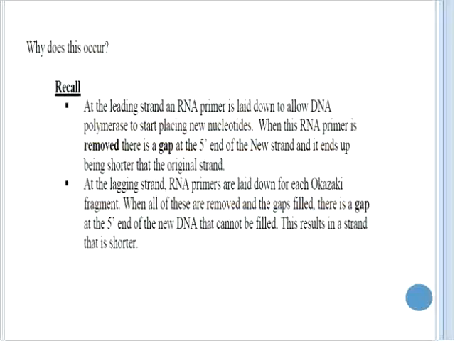This occurs because at the leading strand, an RNA primer is laid down to allow DNA to start placing new nucleotides. When the RNA primer is removed, there will be a gap at the 5' end of the new strand, and as a result, it ends up being shorter than the original. At the lagging strand, RNA primers are laid down for each Okazaki fragment, and when all of these are removed and the gaps filled, there is a gap at the 5' end of the new DNA that cannot be filled. As a result, this strand will as well be shorter.